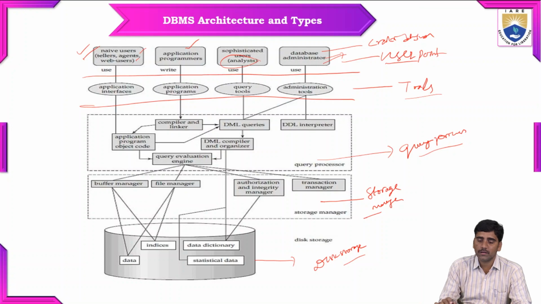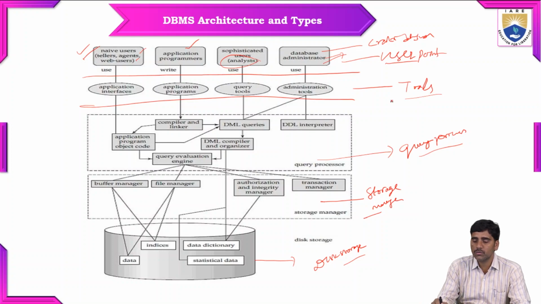Like this, there are different types of users. Naive users are the normal users interacting with the database. Application programmers can write the programs to interact with the database. Sophisticated users are called analysts, those who analyze the database to take updates or make any changes. And the database administrator creates users, creates groups, manages the user groups, as well as manages the files and takes the backups and recoveries. So these are some certain components of the database.